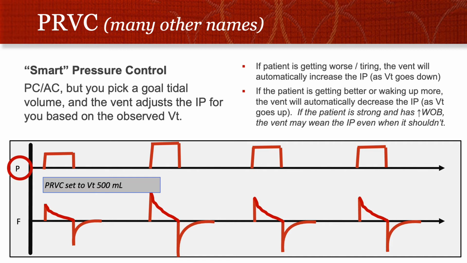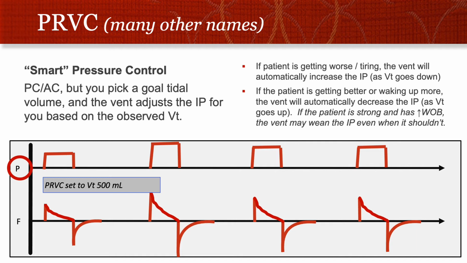So the vent does one thing in PRVC, and it adjusts the IP based on the observed tidal volume. It doesn't adjust things neurally or all the other fancy things people say about PRVC. It doesn't change the compliance. It literally changes the IP until you hit a goal tidal volume. This is nice because if the patient's getting worse or tiring out, the tidal volume will go down and the vent will automatically increase the IP. On the other hand, if the patient is waking up, getting better, the vent will automatically decrease the IP. As the tidal volume goes up, as they get more compliant, the vent says, oh, I should turn that tidal volume down.